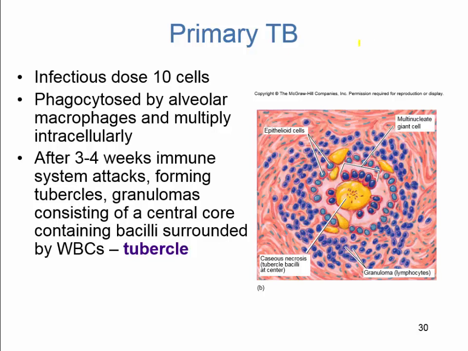And so primary TB is when the macrophages are harboring this intracellular bacteria. It's going to last for about 3 to 4 weeks, so about a month. And during this month, there's a formation of tubercles. So these tubercles can actually be seen on X-ray. And the tubercles are the same thing as a granuloma.